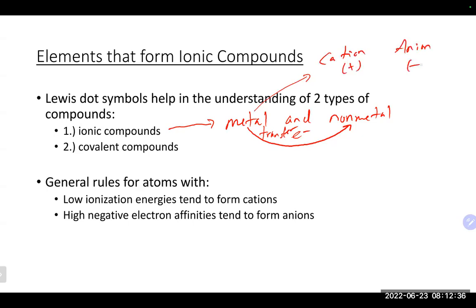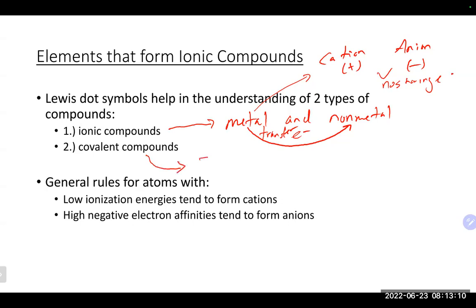which is negatively charged. And it's important to remember that in an ionic compound, we have absolutely no sharing of electrons. It is strictly the electrostatic attraction, the attraction between the positively charged ion and the negatively charged ion that is holding that unit together. So again, no sharing of electrons here. We have a complete transfer of electrons from one to the next. And that is different as we'll get into covalent bonding.